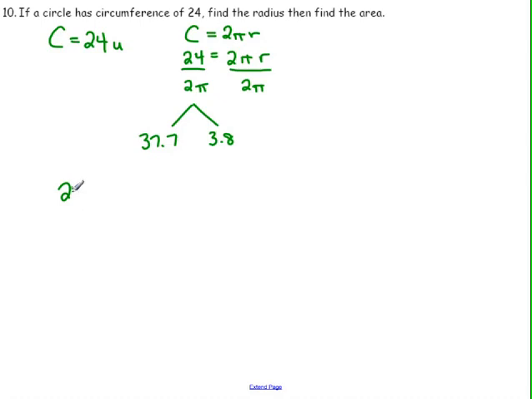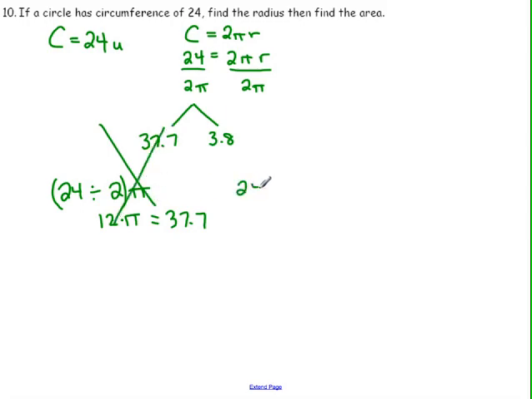If I put in my calculator 24 divided by 2 pi, what my calculator does is it takes order of operations. It takes 24 divided by 2 to get 12, and it multiplies by pi, which is 37. Is that really what I want to do? It's not. So what I have to do is say 24 divided by 2, then divided by pi, and that would give me my 3.8.